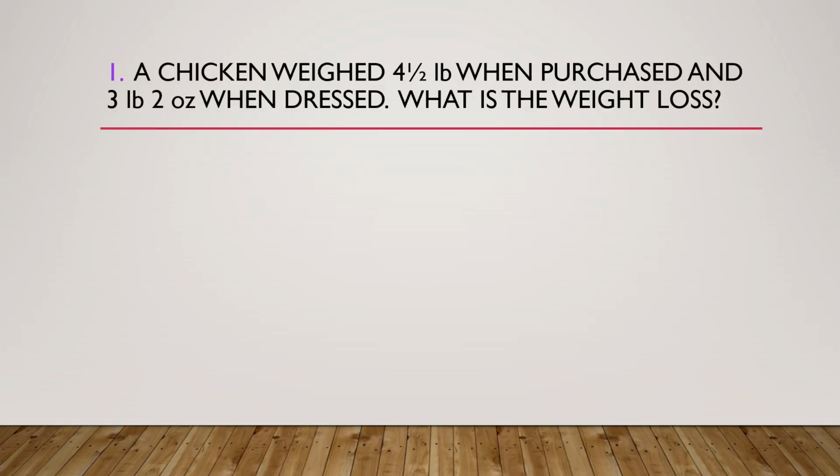We have our very familiar dressing the chicken question. A chicken weighed 4.5 pounds when purchased and 3 pounds 2 ounces when dressed. What is the weight loss? Now that we can convert between pounds and kilograms and fractions and decimals, we will convert these weights to their decimal equivalents, an important skill.